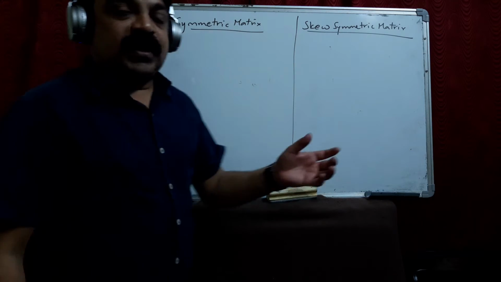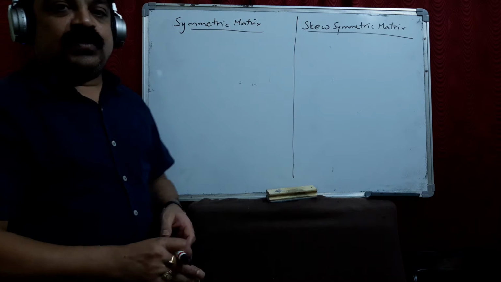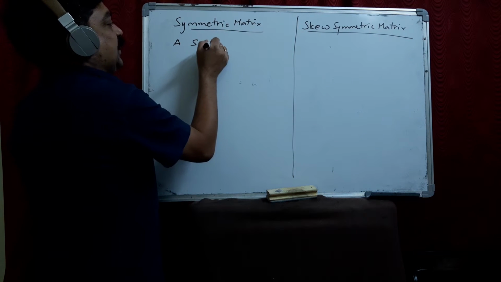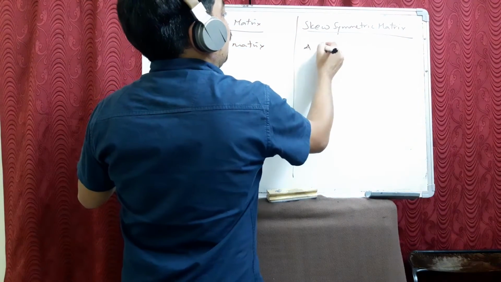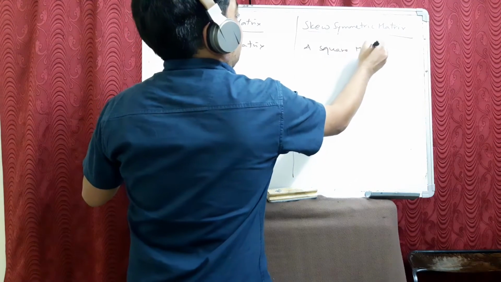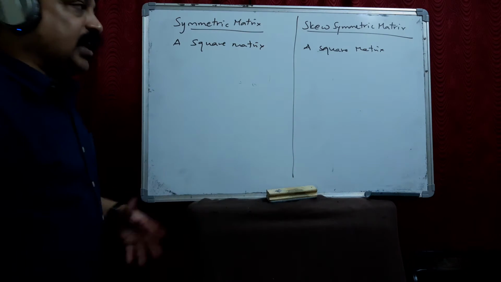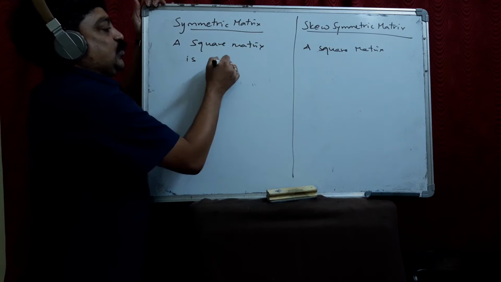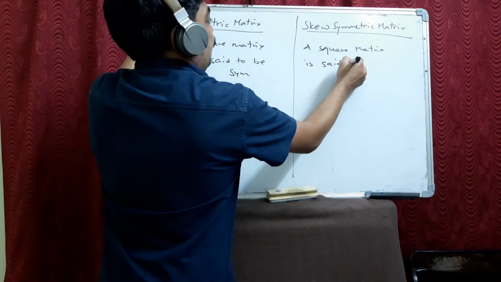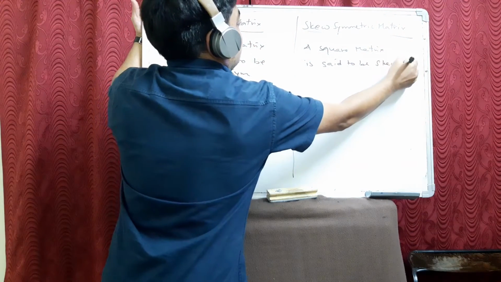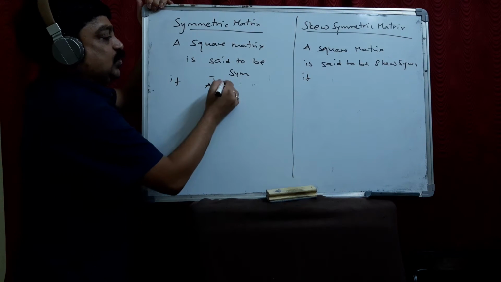Look here. What is a symmetric matrix and what is a skew symmetric matrix? Let us write the definition. First of all, for both the matrices, it should be a square matrix. Square matrix means the number of rows and the number of columns are the same. A square matrix is said to be symmetric, or skew symmetric, if A transpose is equal to A.